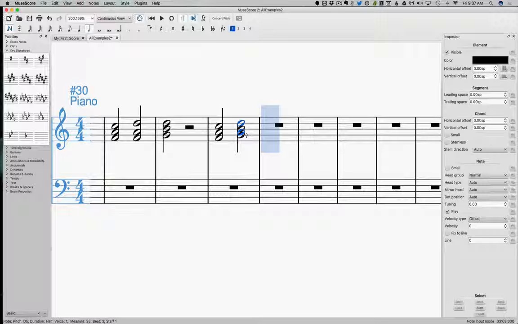So let's look at some typical chord progressions in major keys that use this tonic, predominant, dominant, tonic outline.